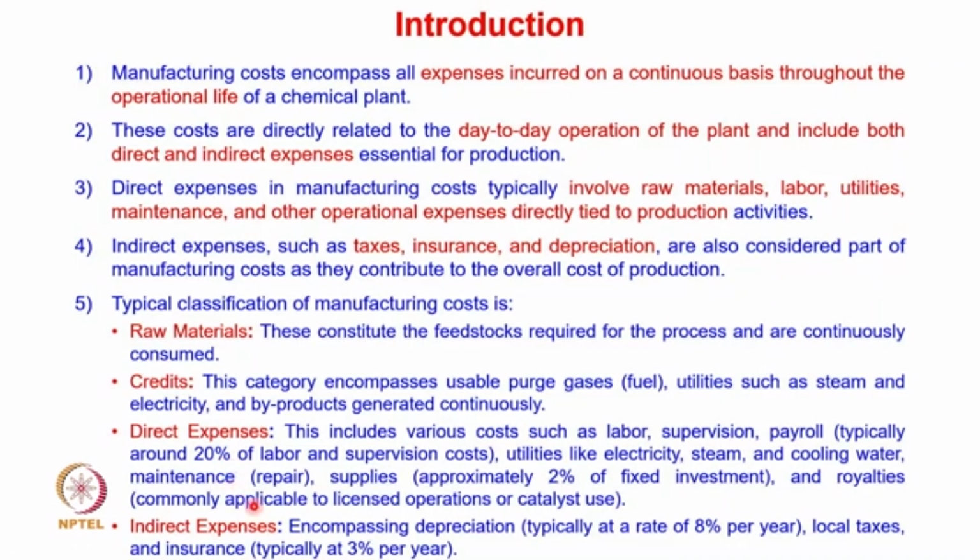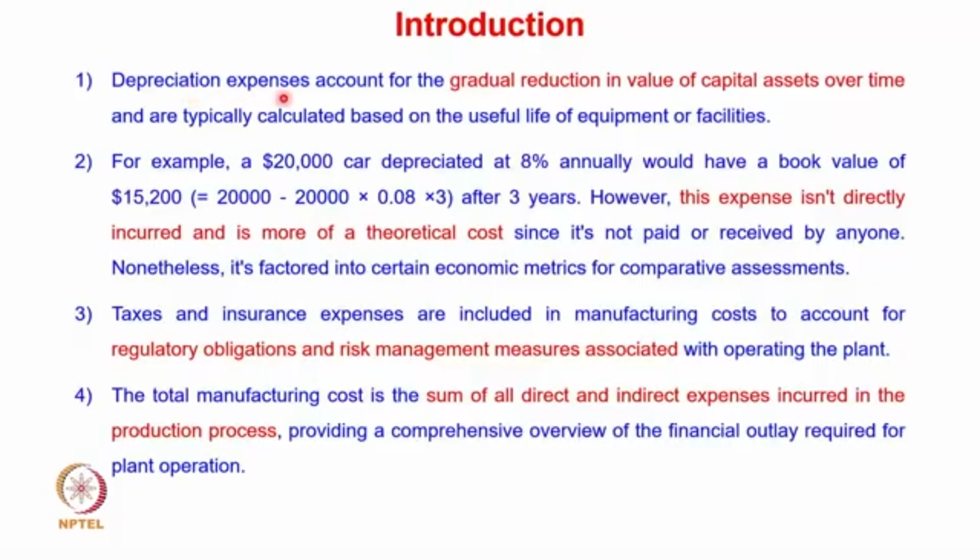In addition to the direct expenses, there are indirect expenses. Indirect expenses include depreciation. Typically the depreciation of the plant is taken as around 8% per year. Then there are local taxes and insurance, typically taken as around 3% per year. The depreciation expenses account for the gradual reduction in the value of the capital assets over time, and are typically calculated based on the useful life of the equipment or facility.